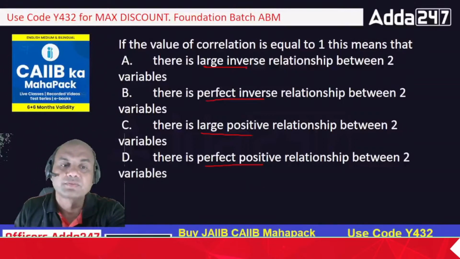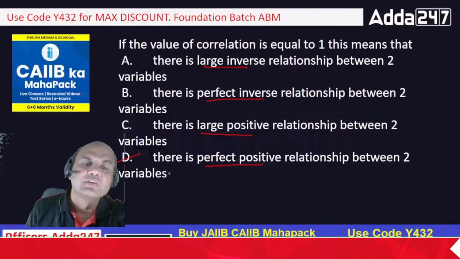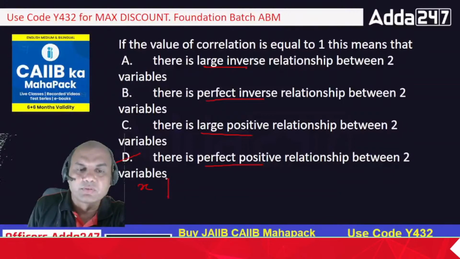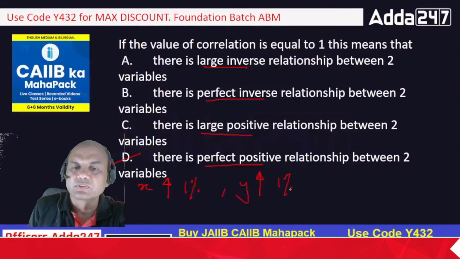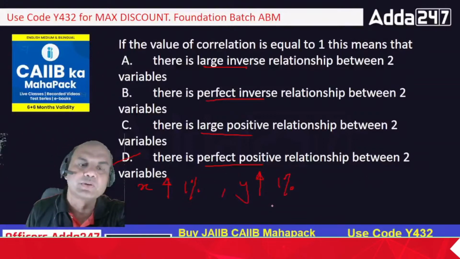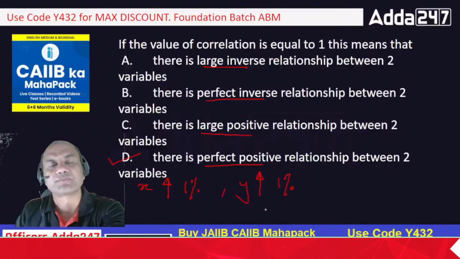Yes, it is correct. Perfect positive equal to 1, same as negative, isn't it? So again it means the same thing. X moves up by 1%, Y will also move up by 1%. If X moves down by 1%, Y will also move down by 1%. Got it? Easy? Clear?